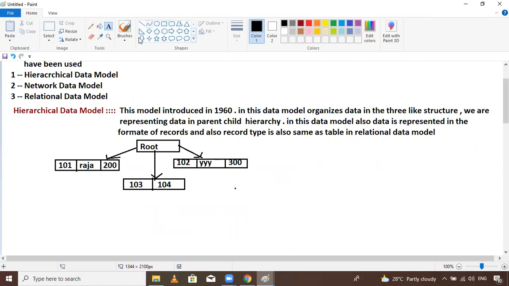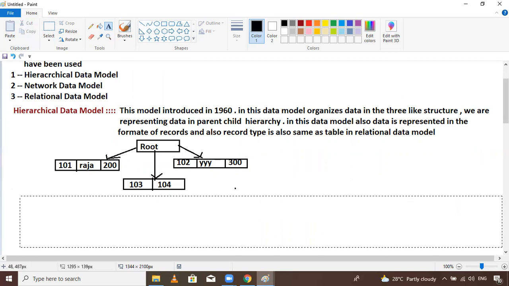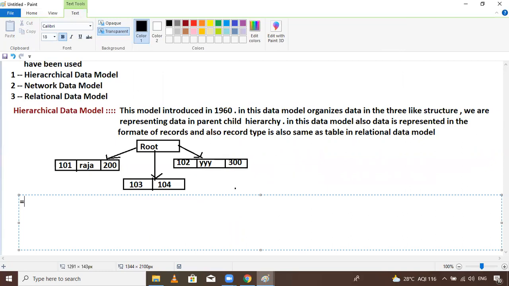In this model, we have some related drawbacks. So what is the drawback? In this data model, product data is retrieved very slowly.